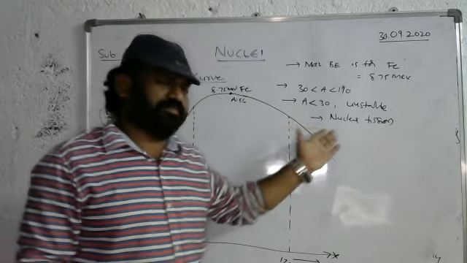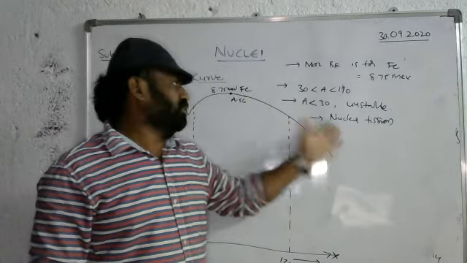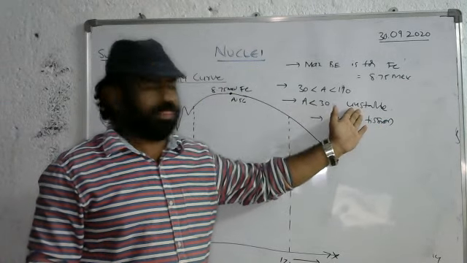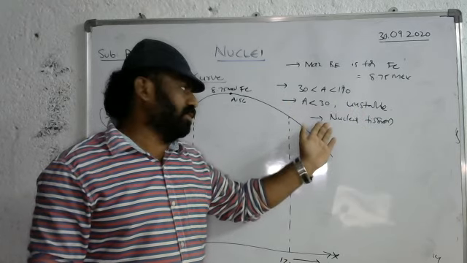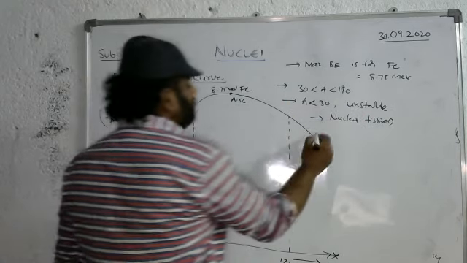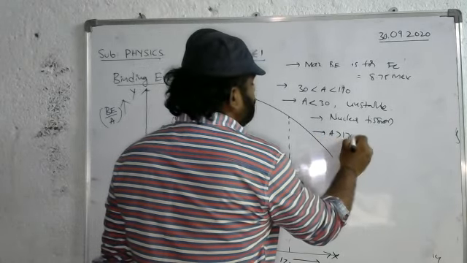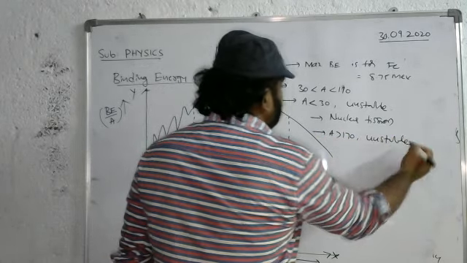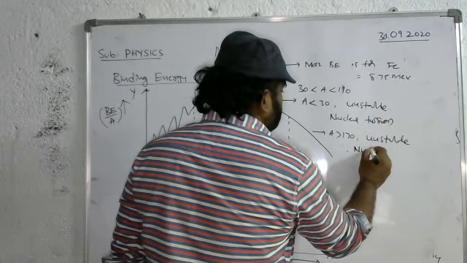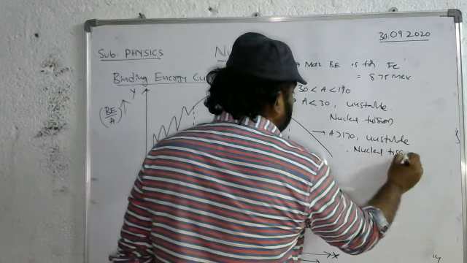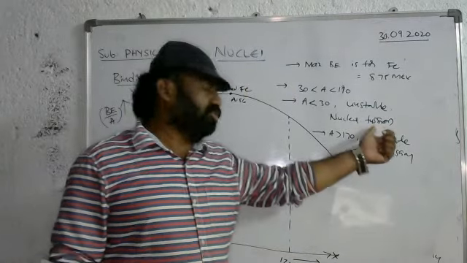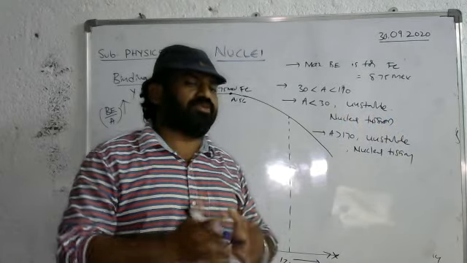What is nuclear fission? We will discuss it later. Those with mass number greater than 170 are also unstable. They get stability by the process of nuclear fission. Fission means a heavy nucleus is split into two or more lighter nuclei. Fusion means lighter nuclei fuse to form a heavy nucleus.